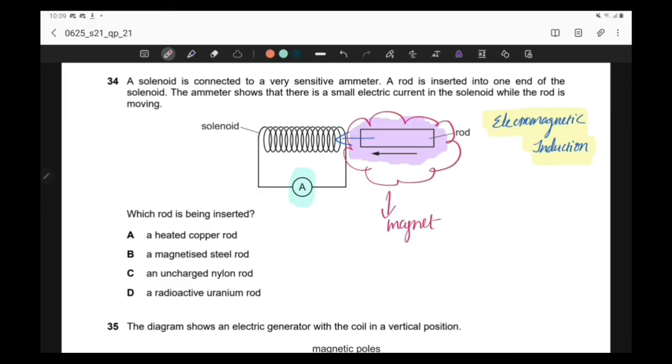Now we can look at the options. Which option says the rod is a magnet? We can directly see it's option B, which says the rod is a magnetized steel rod. Then only the field lines will cut when it is inserted in the solenoid, and it will produce a current as a result of electromagnetic induction.